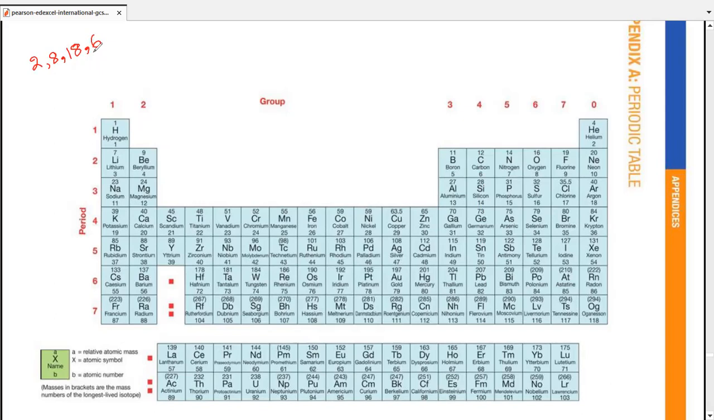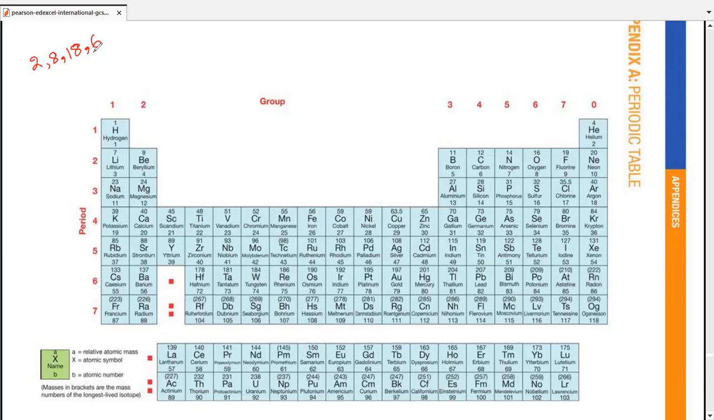Group number 6. Very good. What's the period number for this element? It's 4. Great. Now, if you go with period 4 and group 6, which element do you land at? Wait, I will do it. It's lead.